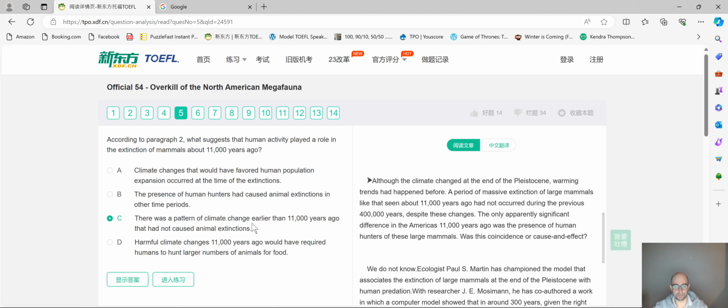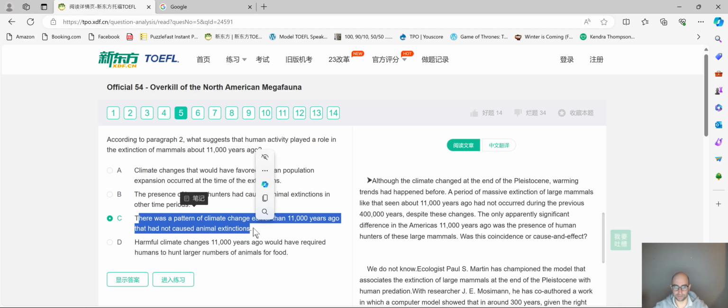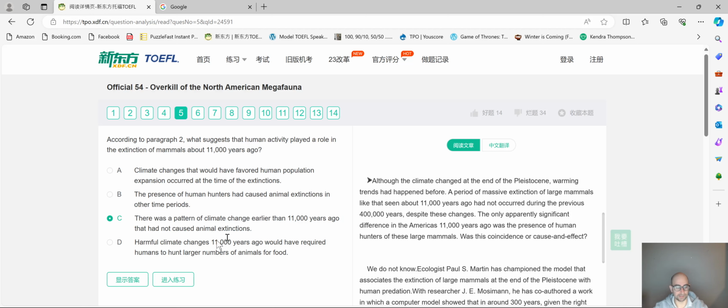So we understand that maybe this has nothing to do with climate change. Maybe the animal extinctions were due to human presence, human hunters. So that makes sense. That's the author's central point here, their main argument. Now just read choice D, just to be safe, because these are tricky question types. They could be really challenging.